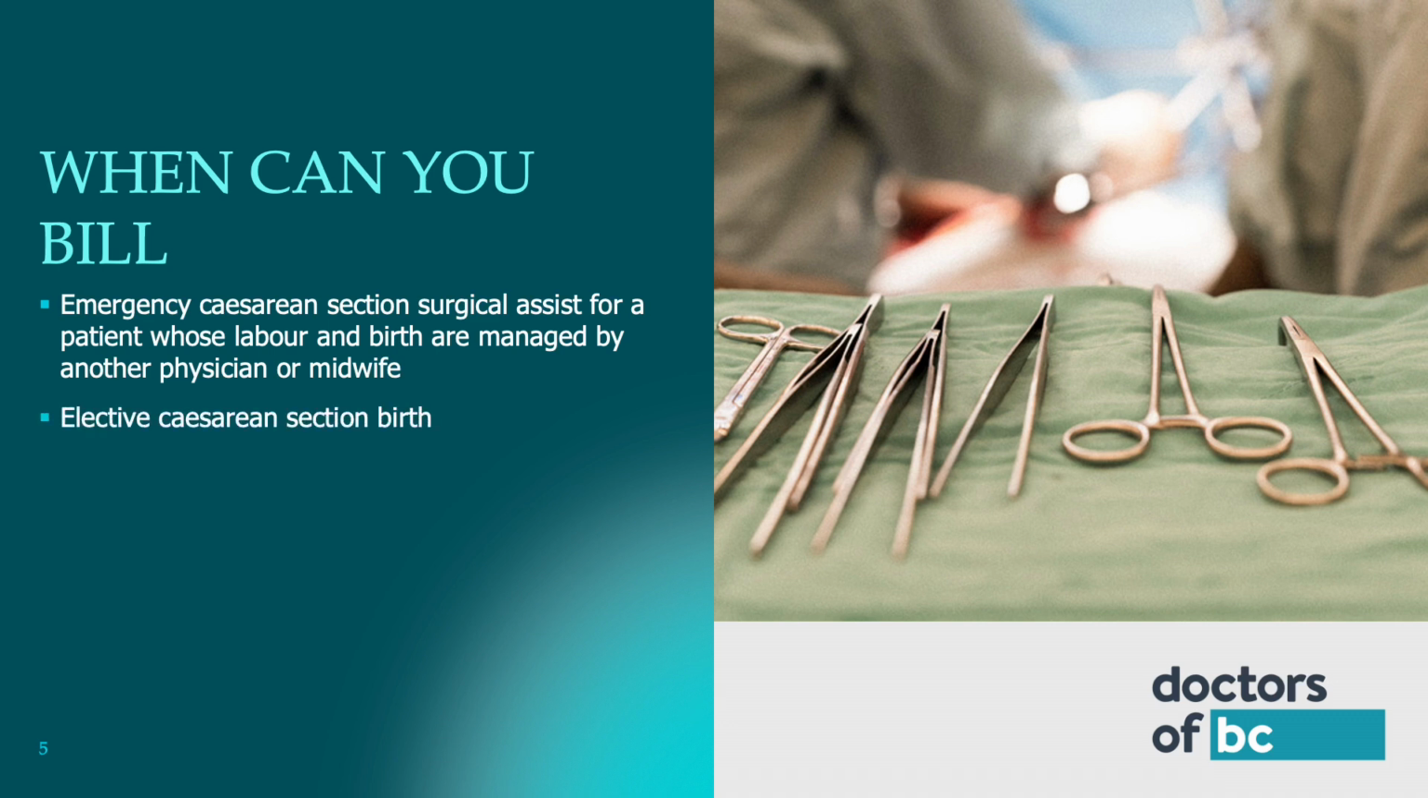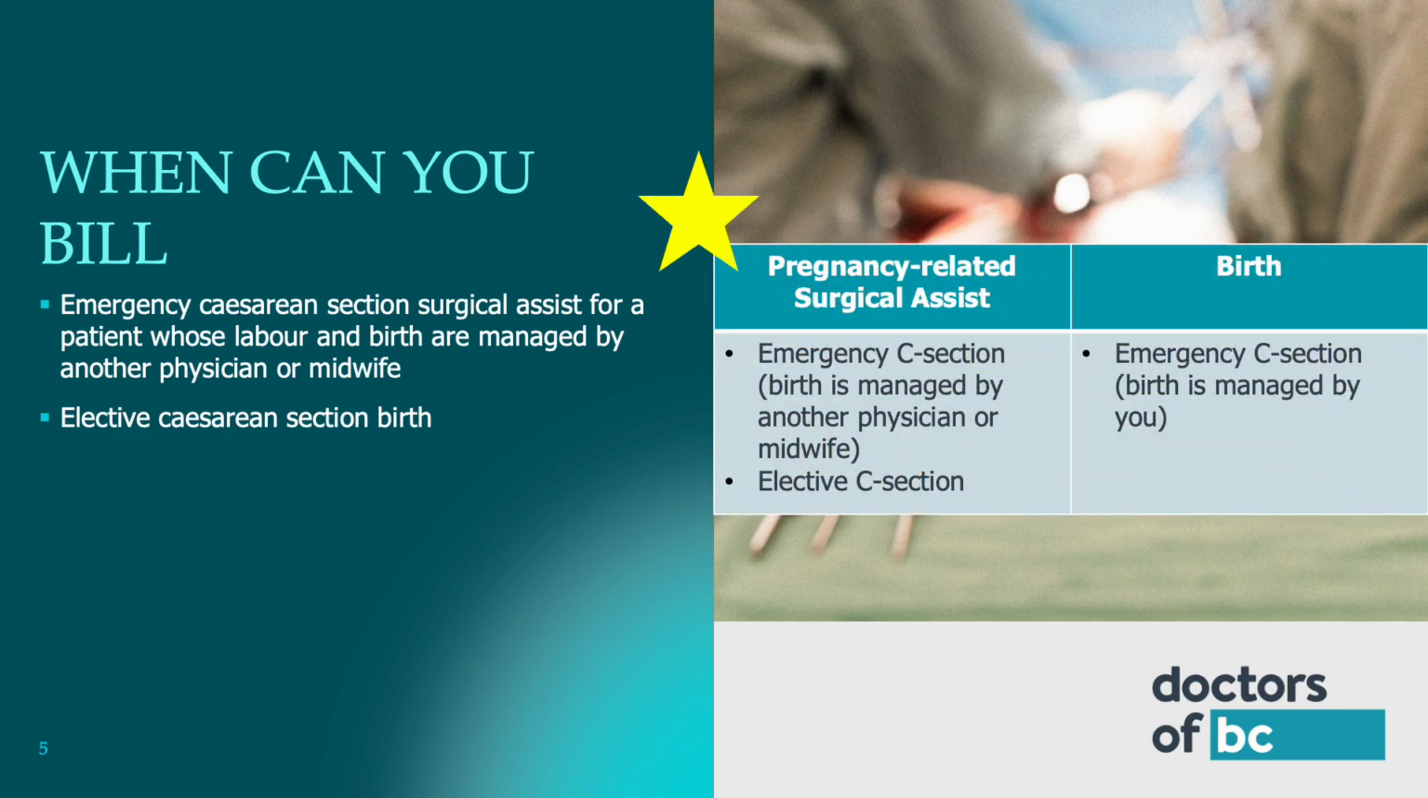The second is when providing a surgical assist in the hospital for an elective C-section. Note the distinction here between elective C-sections and emergency C-sections. If you are the MRP providing the surgical assist for a patient having an elective C-section, bill the surgical assist code. If you are the MRP providing the surgical assist for a patient having an emergency C-section, bill the LFP birth code. For most deliveries, bill either the surgical assist code or the birth code, but not both. Please see our LFP billing tip on the LFP birth code for more information.